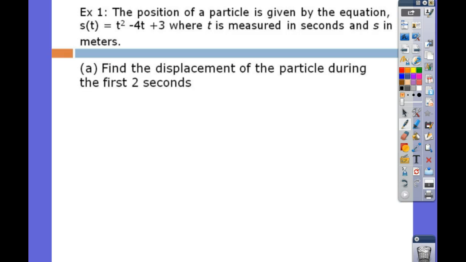The position of a particle is given by the following equation. So the particle is taking on what type of motion? What type of equation is this? Quadratic. If we have a quadratic, what do we automatically know about acceleration? It's a constant. So that's something to keep in the back of your mind when you see your formulas. If you have a quadratic position, you have a constant acceleration right off the bat.